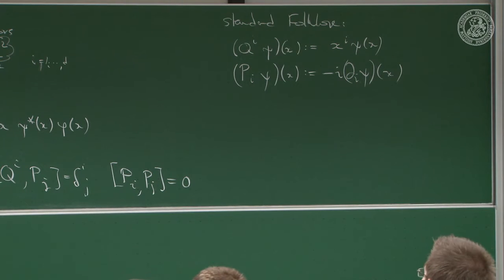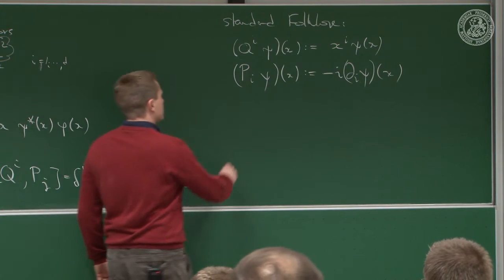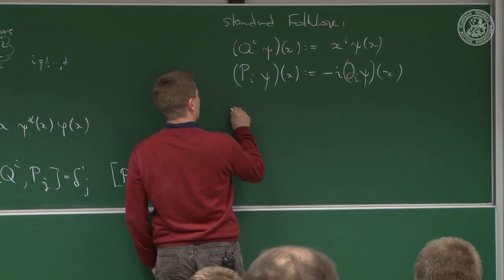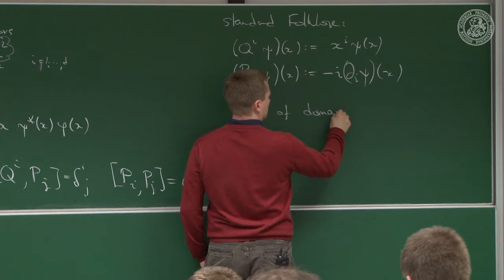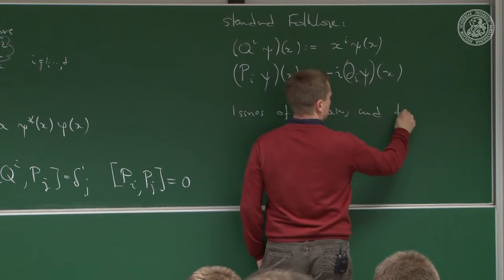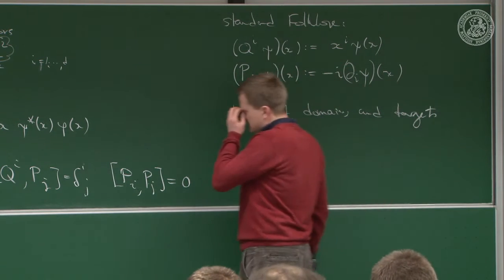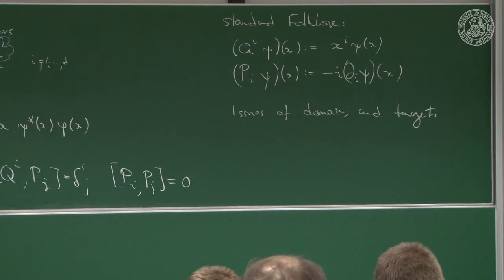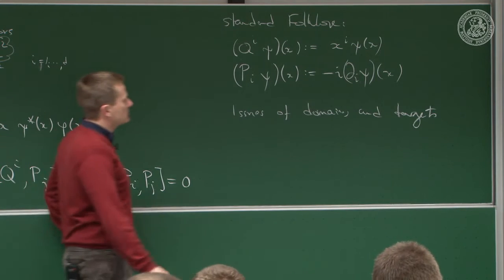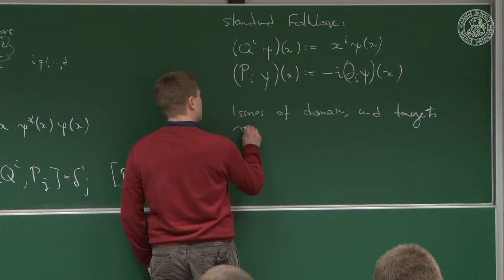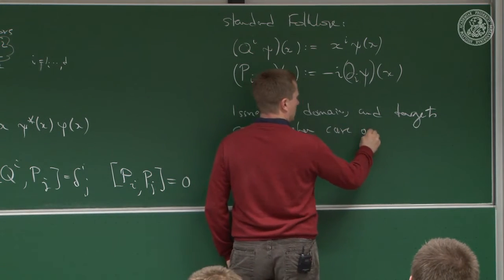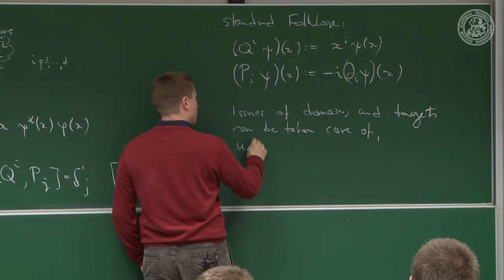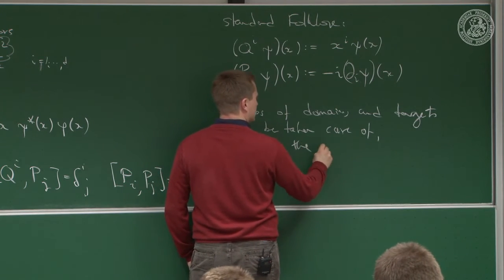So all of these issues, issues of domains and targets, have a bearing on what self-adjointness is rather than just hermiticity. Issues of domains and targets can be taken care of, and that's using the Gelfand triple.